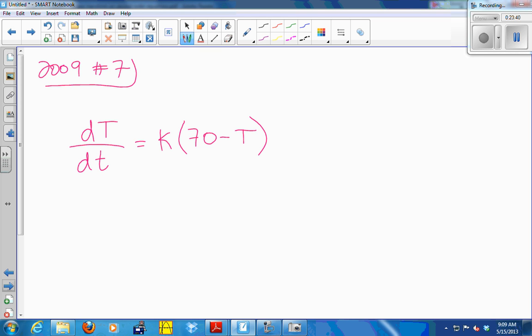And I know that this is a can of soda taken out of the refrigerator, so I know capital T is going to be less than 70 because it was in the refrigerator. So that's the only reason for doing the subtraction in that order.